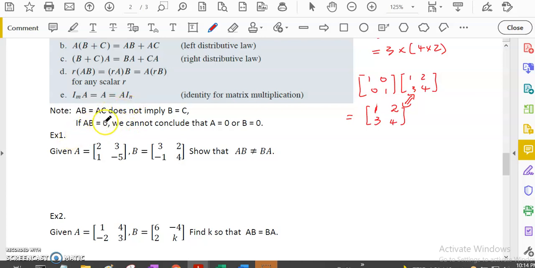And also, if AB is equal to zero, with numbers we can say either A equals 0 or B equals 0, but you don't get that with matrices.